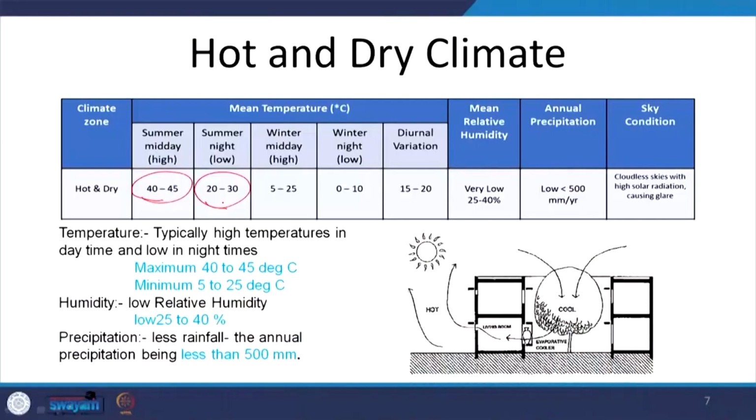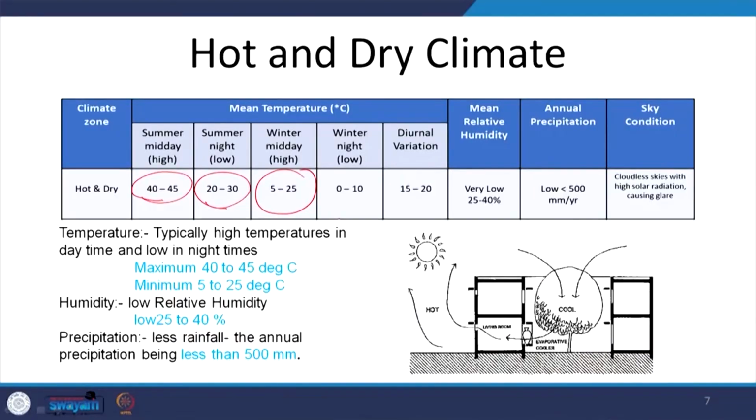If we look at winters, the midday temperatures may range from 5 to 25. So, in extreme winters the temperatures may fall to very close to 5 degrees, and in moderate winters they may also go as high up as 25 degrees centigrade. While in winter nights the temperatures may fall, they may come very close to 0.